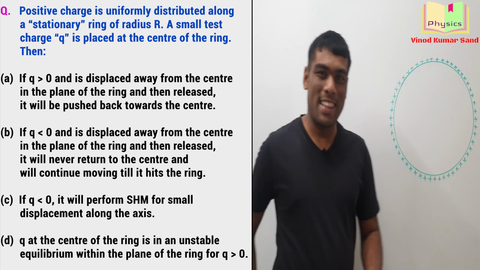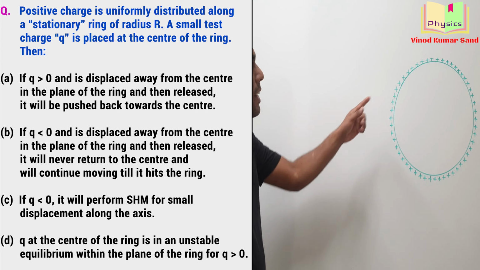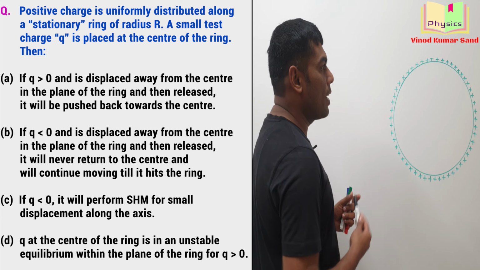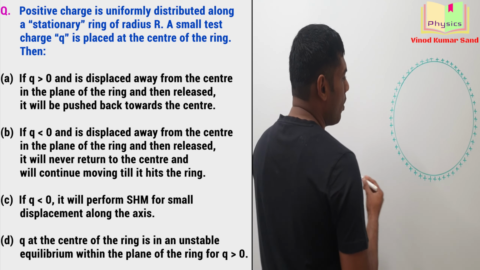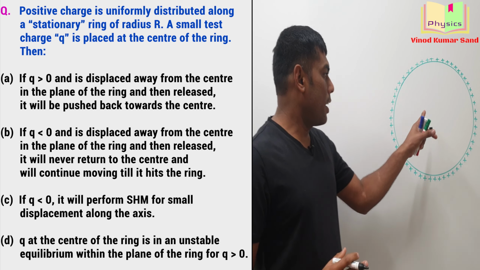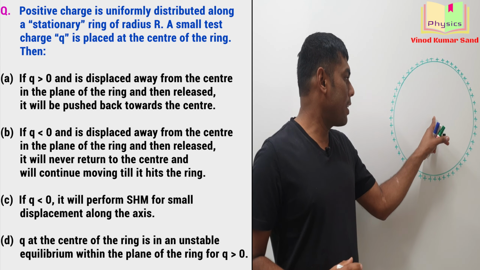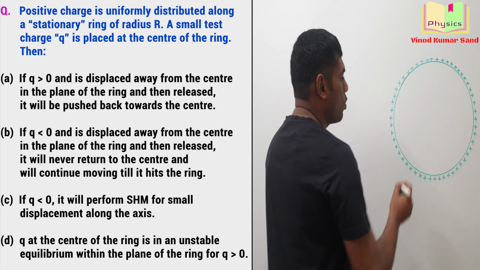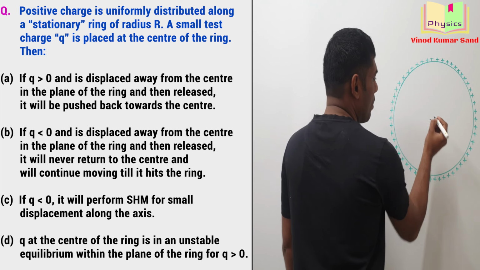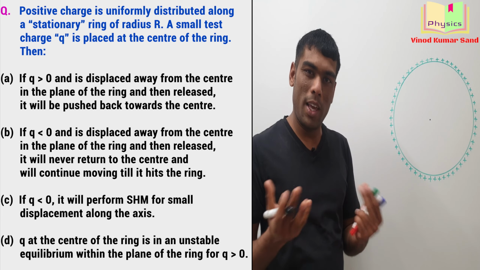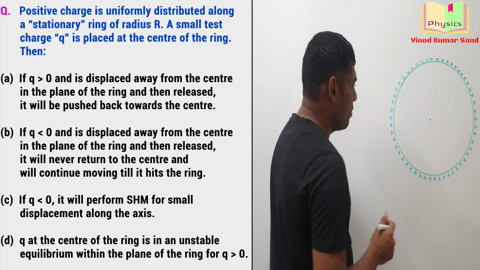I am simplifying the things here on the board. This ring is fixed and it is uniformly charged. First of all, we'll determine the direction of the electric field in this plane at various points inside this space. Got it? So let us look at the center first. Once we know the direction of the electric field, we can easily use F is equal to QE and we can determine the direction of the force.